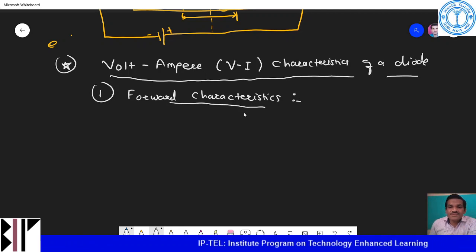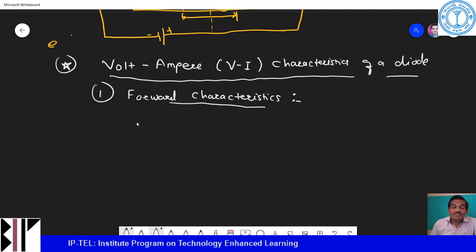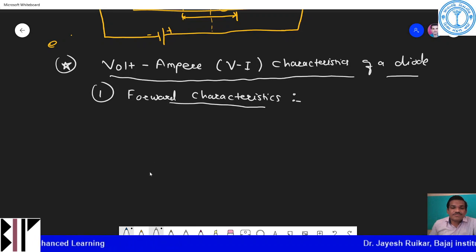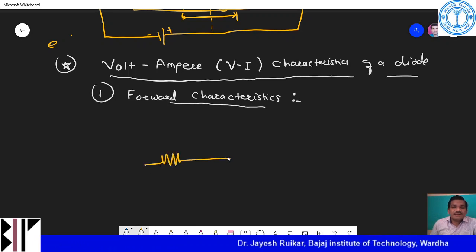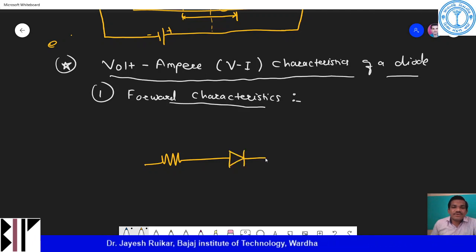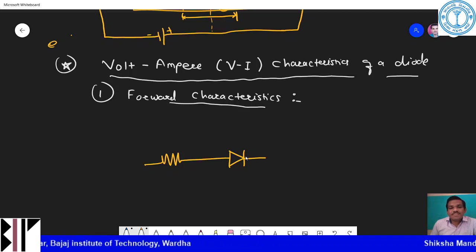I will apply the voltage, the applied voltage across the PN junction diode. So let me draw this circuit first. First I will draw the current limiter resistor, and then this is my diode. This is my P side, and this is my N side.